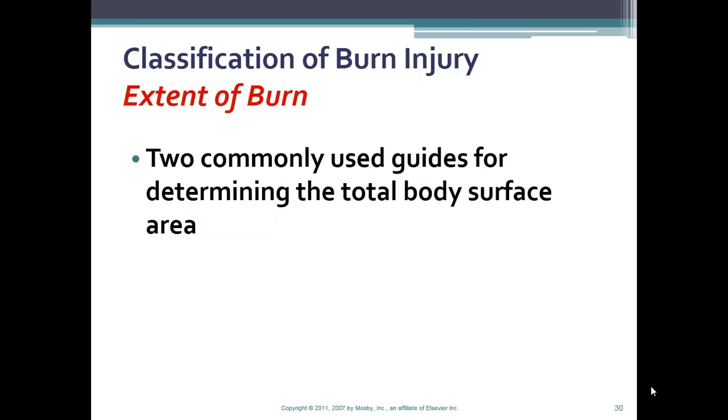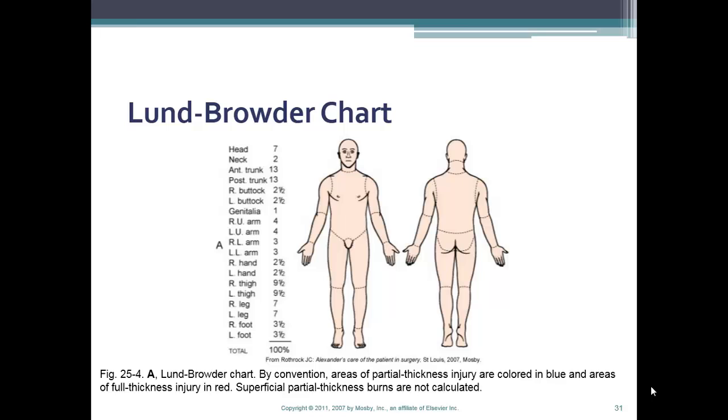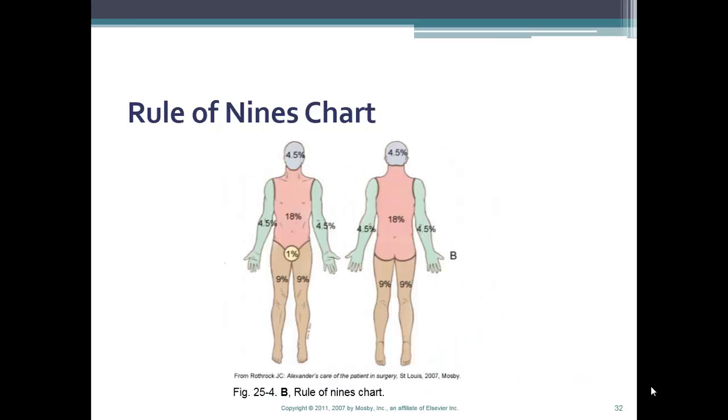There's two commonly used guides for determining how bad the patient is burnt from body surface area. This is the Lund-Browder chart, and this is considered the most accurate. And then the rule of nines. These are based on percentages. The Lund-Browder gives a certain percentage for every body part, and the rule of nines just has it generalized.